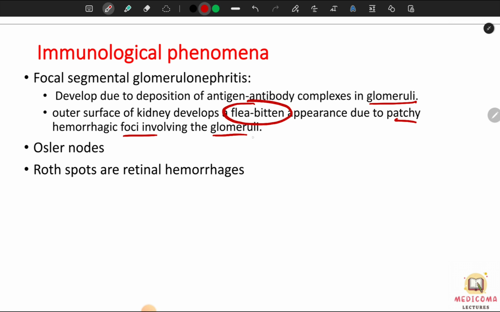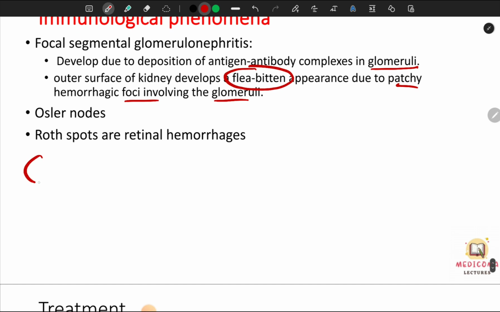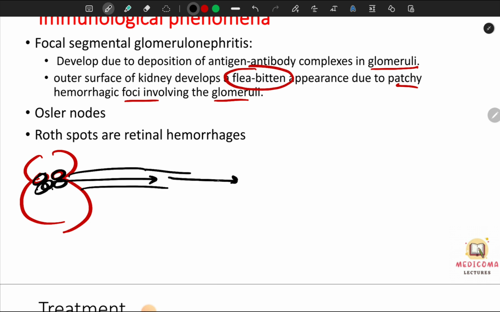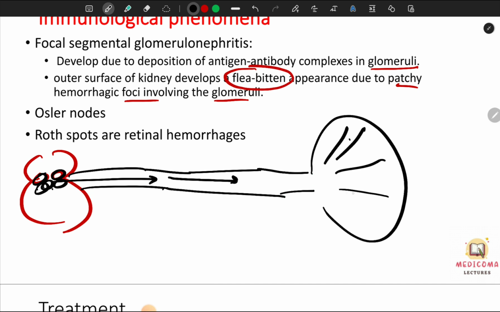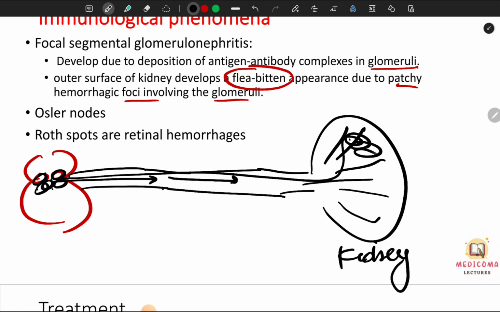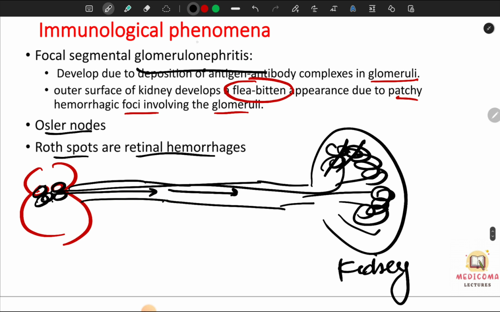So for example, as we see, this is our heart. There are vegetations, as we know. So these vegetations, if they involve an artery, can travel through the artery, enter the renal artery, and enter the kidney. So this is our kidney, and they can lead to glomerulonephritis, focal segmental glomerulonephritis. And Osler nodes and Roth spots, which are retinal hemorrhages, can be seen in immunological phenomena due to immune complex deposition in different organs of our body.